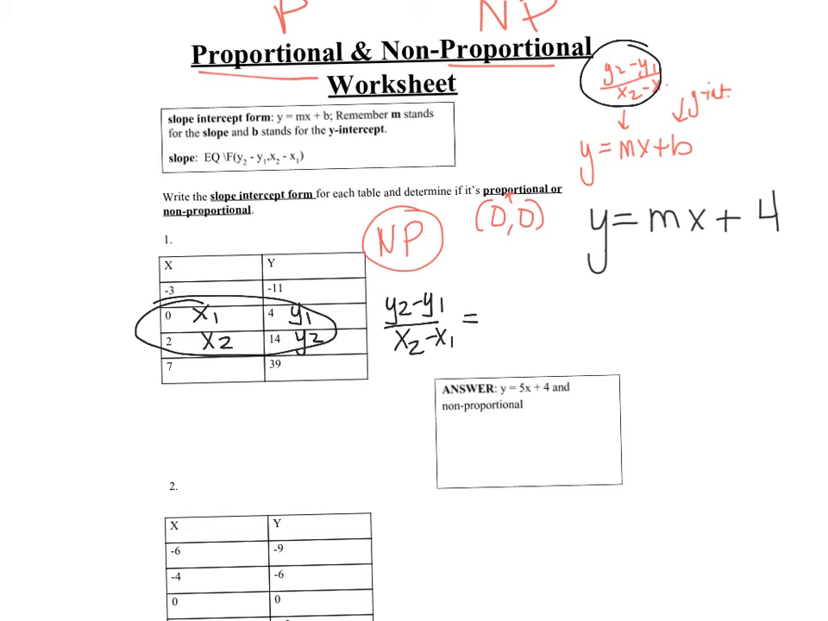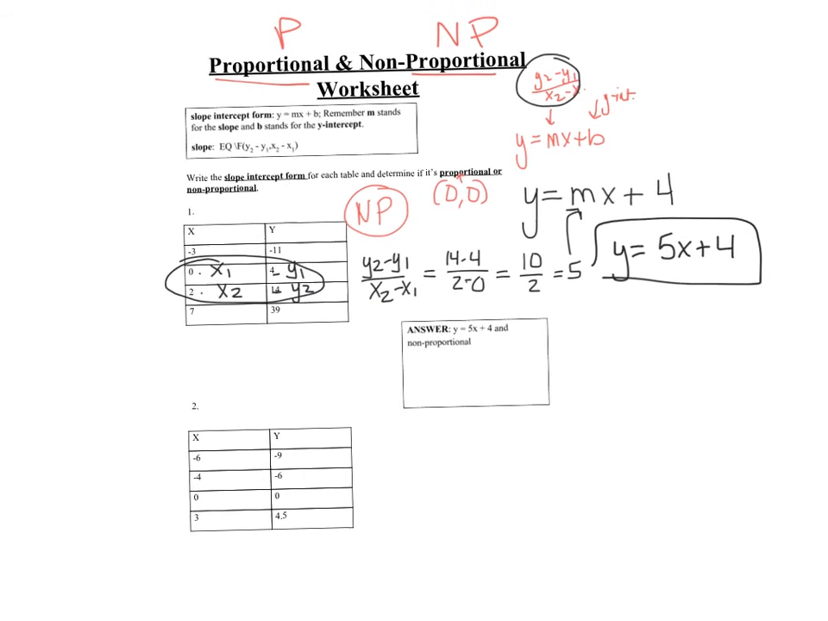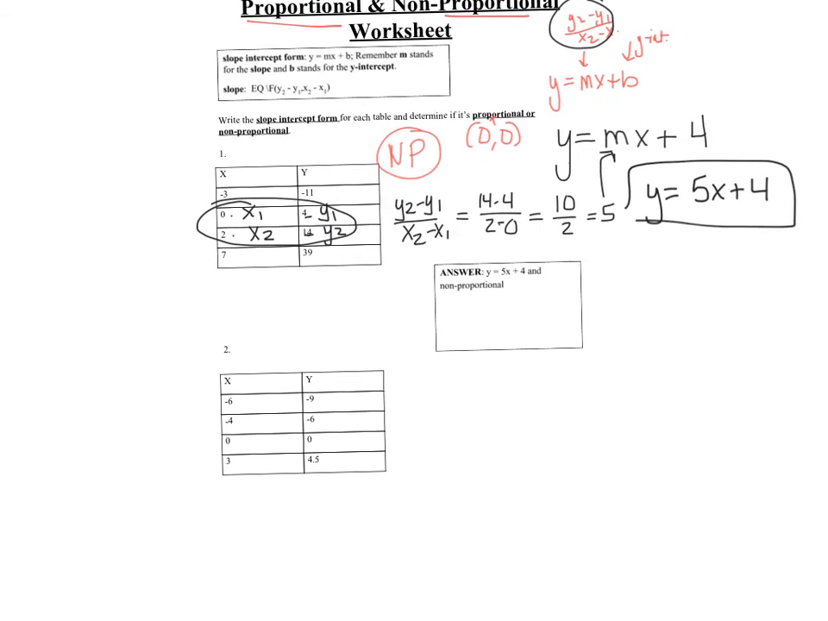Okay, so I'm going to plug that in. So 14 minus 4, and then 2 minus 0. Okay, so 14 minus 4 is 10, 2 minus 0 is 2, 10 divided by 2 is 5. So that's my m. So where it says write in slope-intercept form, my answer for that would be y equals 5x plus 4. Okay, and I'm just showing you that so you can go back and look at it, but for the rest of the worksheet, just so I don't overwhelm you, just do proportional, non-proportional.